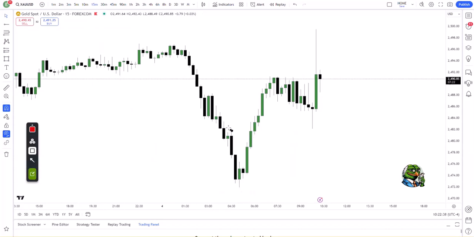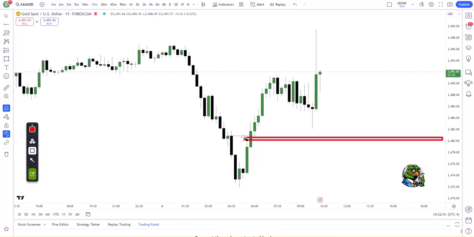These two down candles are the bullish order block. So as soon as we get through the open, I've longed there at around that 2480, somewhere in 2480, 2480.9 something I think it was. So right there, that's my long.